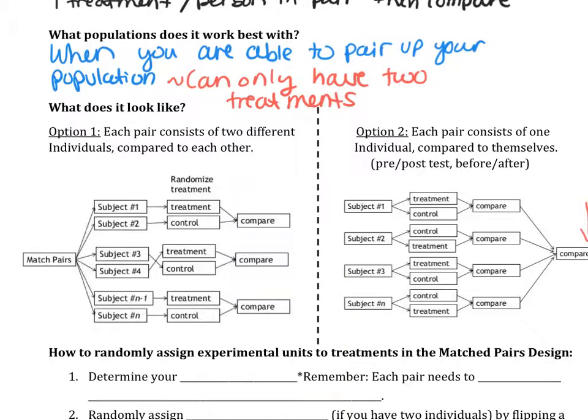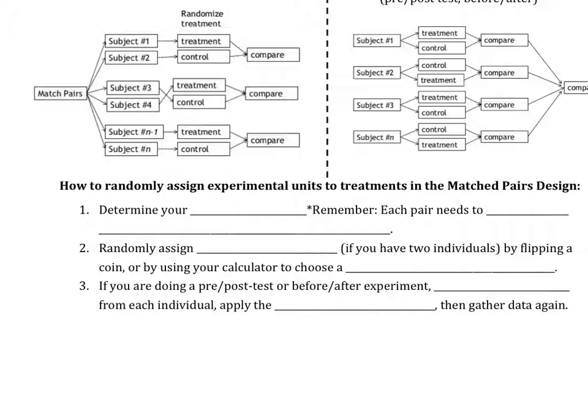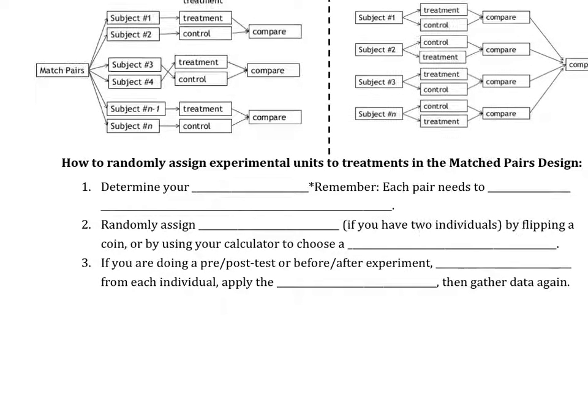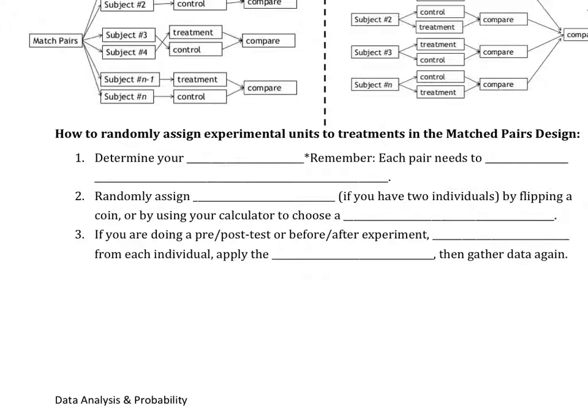Okay. So how to randomly assign experimental units to treatments in the matched pairs design is going to be similar to how we assigned the treatments yesterday with the completely random. So first you're going to determine your pairs. That you have to do. It can't be random because, again, we're pairing based on something they have in common. So you do have to create the pairs. And remember, each pair needs to have some factor in common.